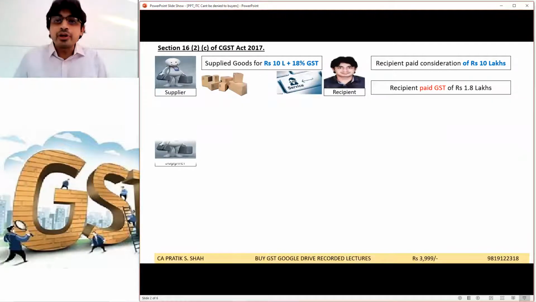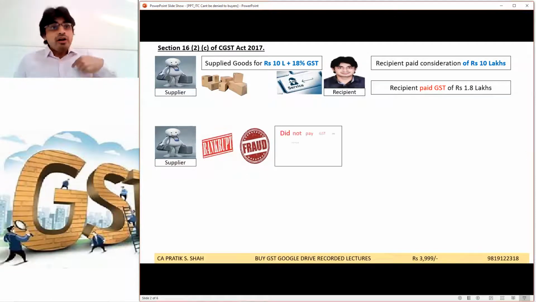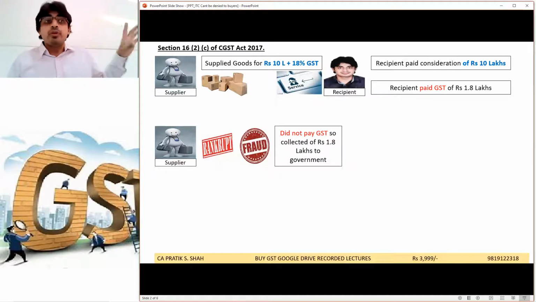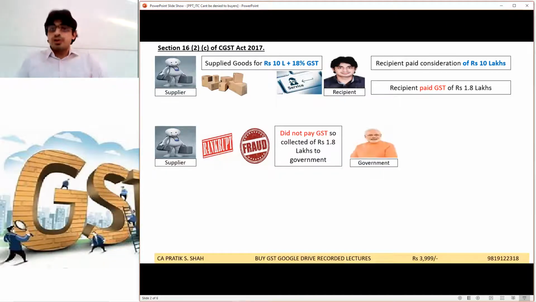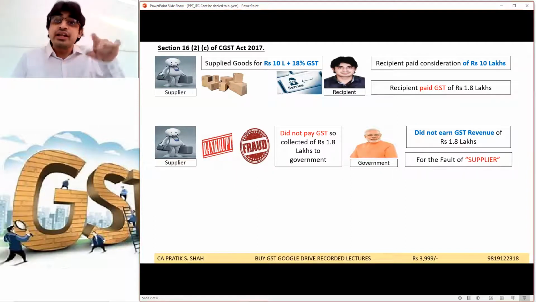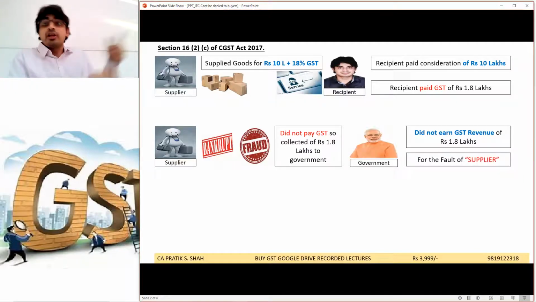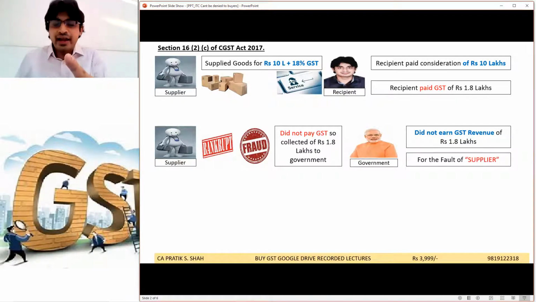Now, you know what happened? This supplier, maybe he became bankrupt or he did fraud. Whatever GST recipient paid to him, he never paid the GST to the government. So government never earned the GST revenue of 1 lakh 80 for the fault of the supplier. It was supplier's fault. Supplier did not pay. Recipient has correctly paid. Am I right?